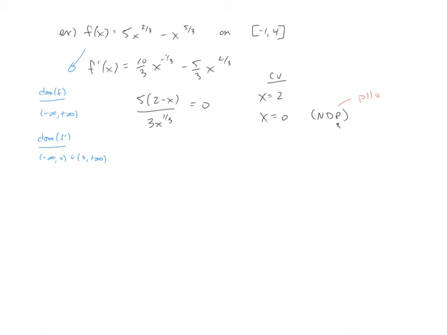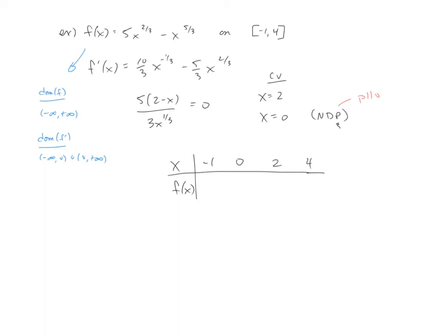Yes, we need to test those endpoints, and we also need to test the critical values. But as a part of those critical values, we always need to include non-differentiable points. Okay? So let me come over here now and set up my table. I'm going to have x and f of x. I'm going to need to test -1, 0, 2, and 4. So I've got my -1, 0, 2, and 4 that are needing to be tested.